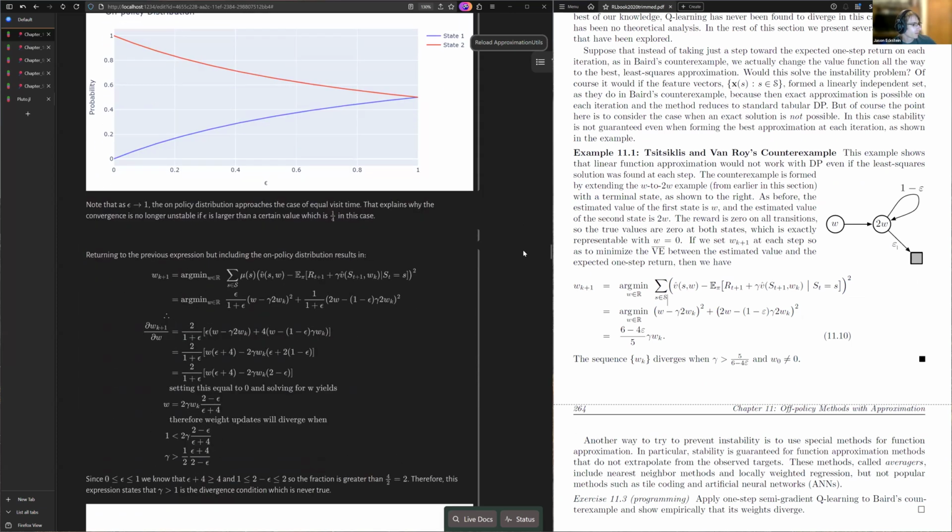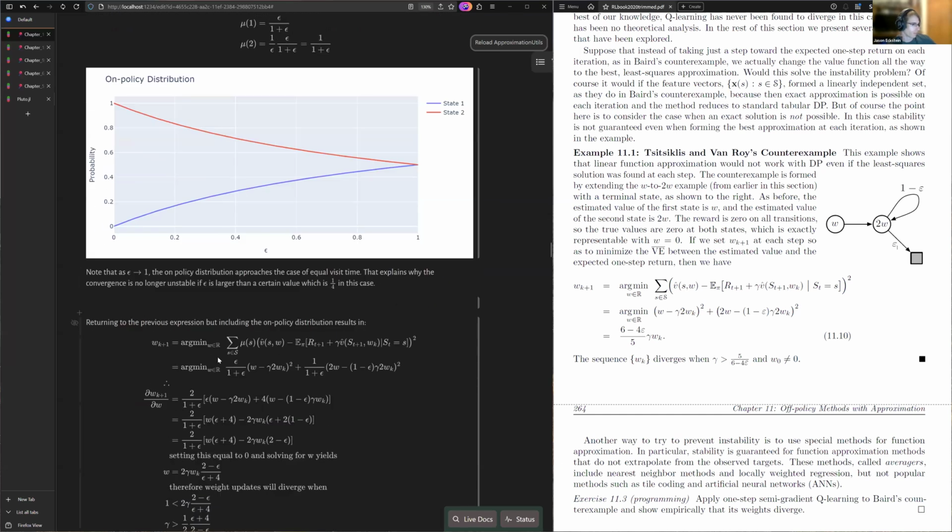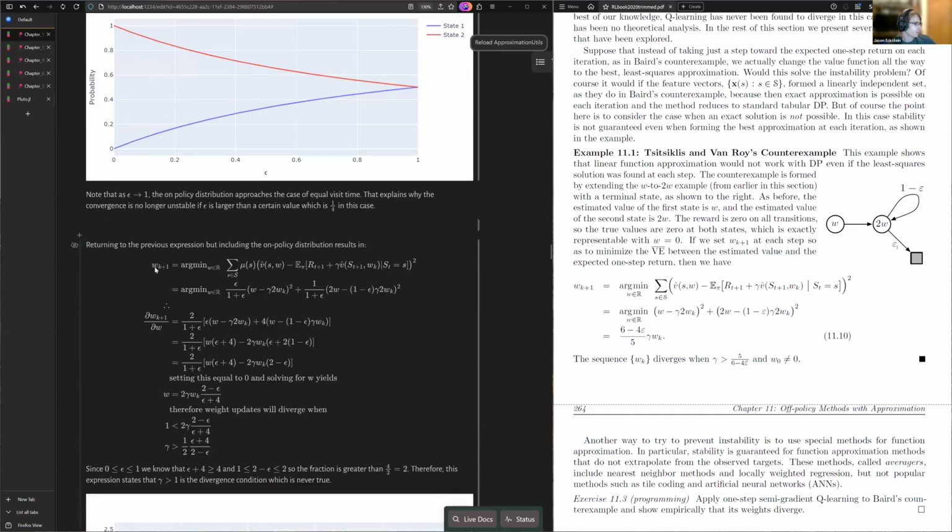But I'm going to show, so we can go back to the example, and now I'm going to write this expression down. If you compare this expression to this expression, the only difference is that I've added this mu here, right? Everything else is the same. This is what you should actually minimize when you're doing these problems, because this is accounting for the state distribution.